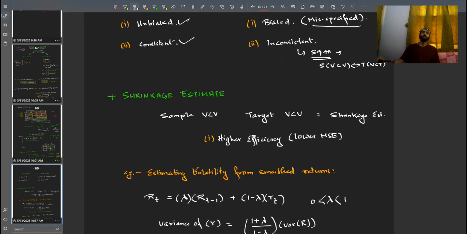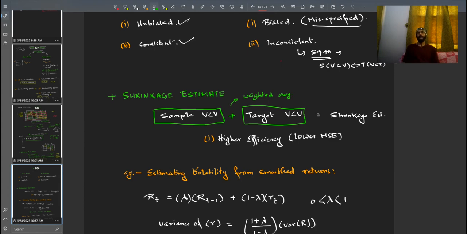Now, we will talk about something called the shrinkage estimate. We have spoken about the sample VCV and we have spoken about the target or the prior known VCV, right? What is the shrinkage estimate? Shrinkage estimate is basically that we want to take the best of both. We want the sample VCV and we want the target or prior known VCV also. We want to combine them. How do we combine them? We combine them with a weighted average. We'll take an example. So we take a weighted average of the two and that gives us the shrinkage estimate.